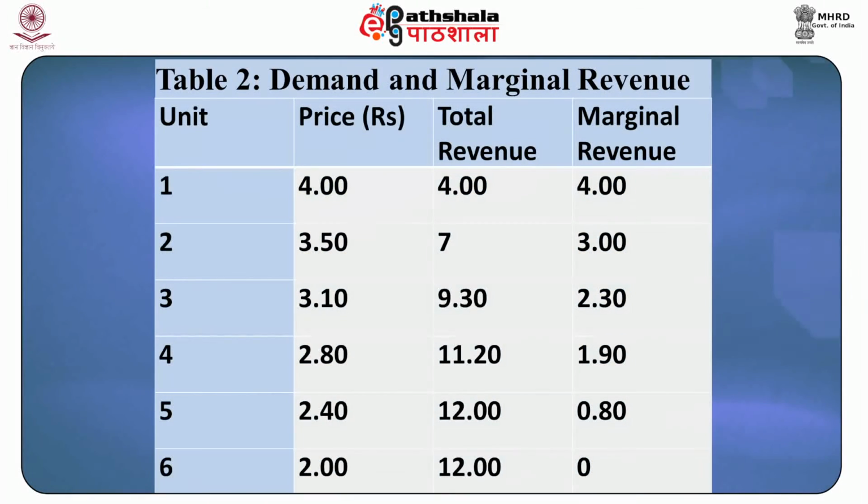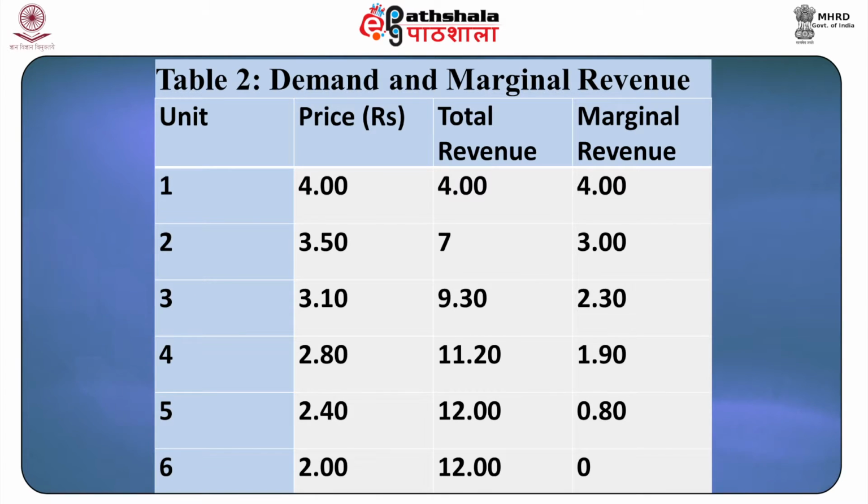MR is equal to the price for the first unit, but for every unit thereafter it is less than the price because price has to be lowered in order to sell an additional unit. So, the MR curve begins at the same point on the vertical axis as the demand curve, but thereafter it lies below the demand curve. This can be seen via the example in table 2 above.